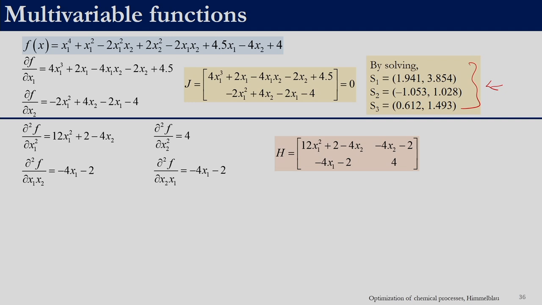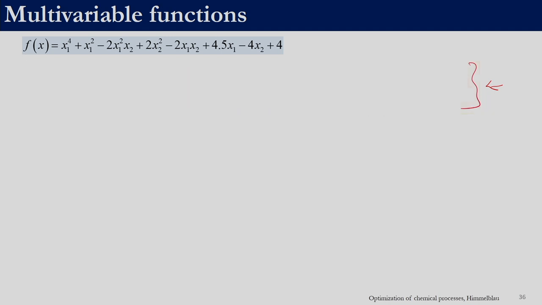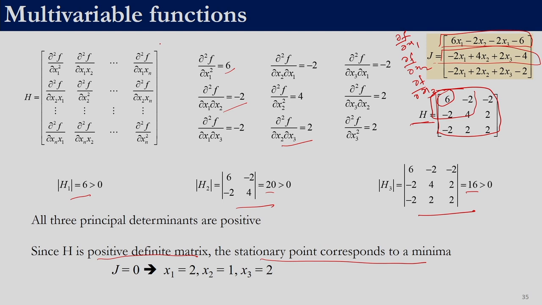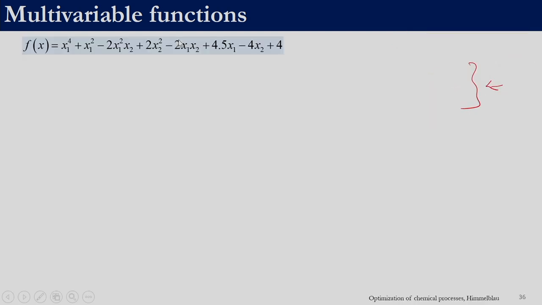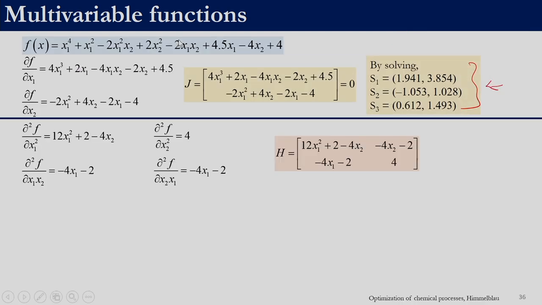For these three stationary points, we need to find out whether the Hessian is positive definite or negative definite. The Hessian again is ∂²f/∂x1², ∂²f/∂x2², ∂²f/∂x1∂x2, ∂²f/∂x2∂x1. You can compose the Hessian as shown over here, and you will get this matrix.